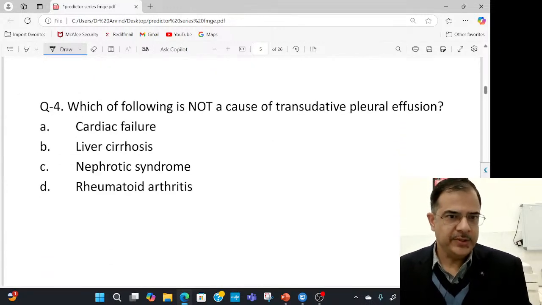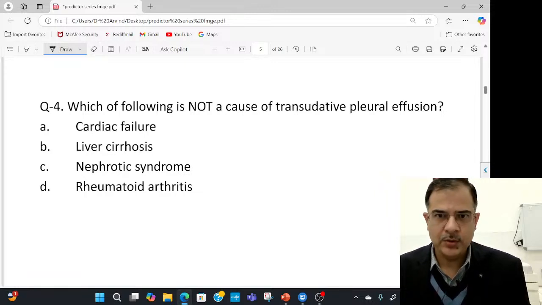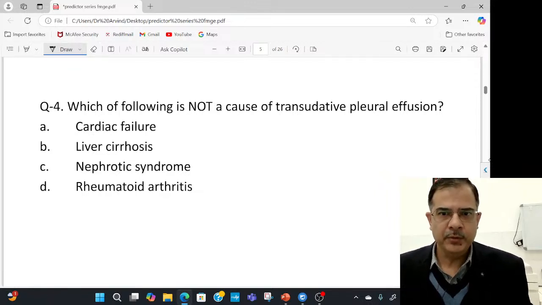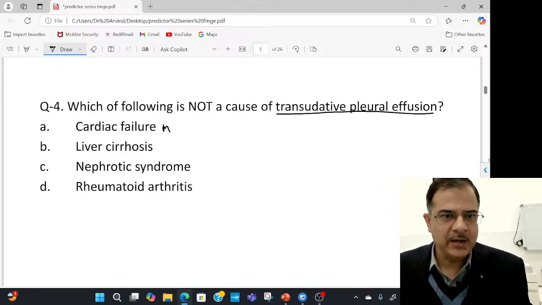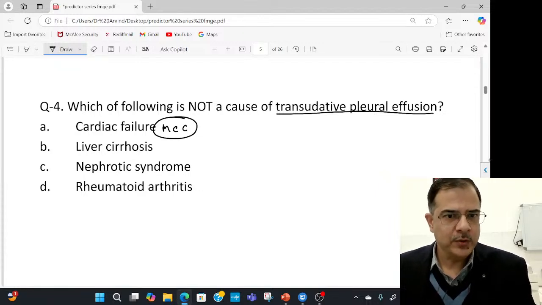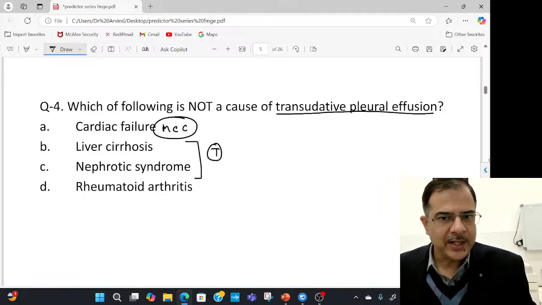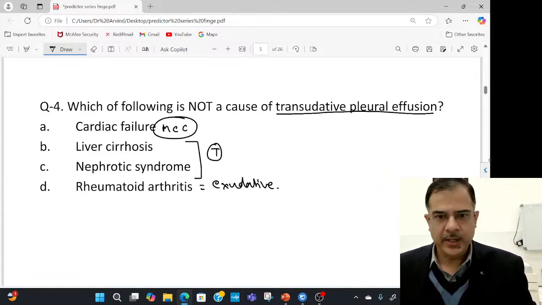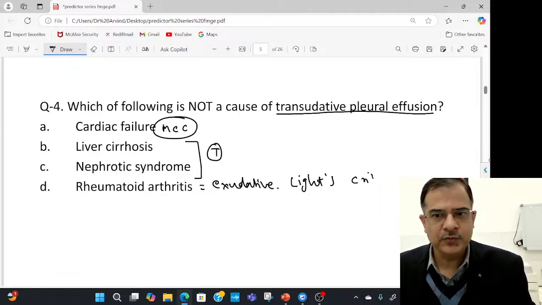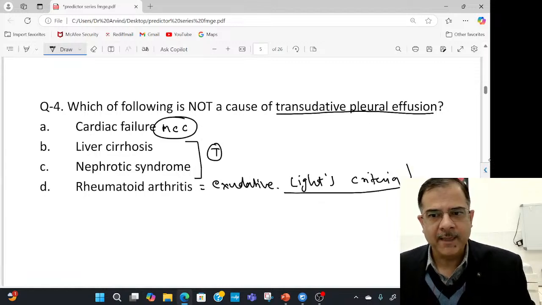Question number 4 is, which of the following is not a cause of a transudative pleural effusion? For transudative pleural effusion, the most common cause is cardiac failure. Liver cirrhosis and nephrotic syndrome are also causes of a transudative effusion, while rheumatoid arthritis causes exudative pleural effusion. And the criteria used here are Light's criteria. It is a must for you to know the Light's criteria.